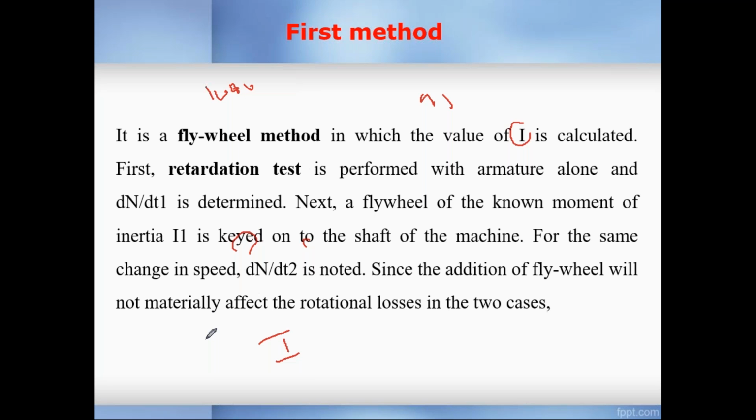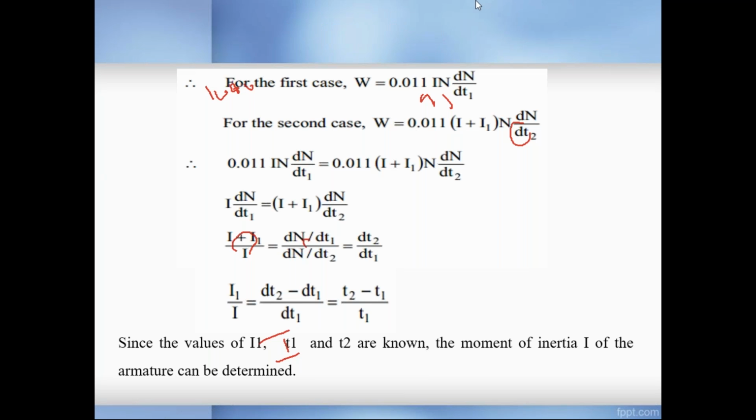Now let me see in derivation point of view how we can calculate. This is the equation for the first case, that is losses equal to 0.0011 I dN by dt1. In the second case, the moment of inertia changes. First case lo 1030 unte, second case 970 ochindi ante speed tagindi. Moment of inertia perigithe speed tagutundi. So that's why here I am adding one more parameter to the moment of inertia, that is I1, into dN by dt2. This is the first case when it is more than the rated speed, and this is the second case when the speed is reduced to a low value.